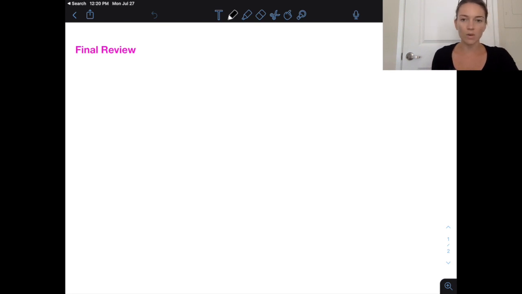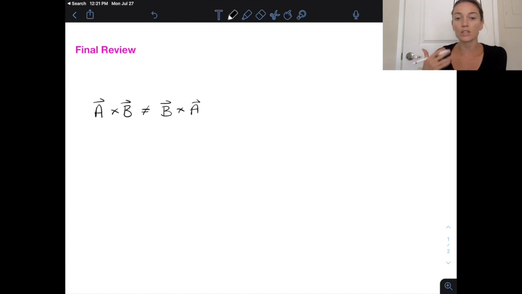The first thing I want to go over is Lorentz Force Law and the right-hand rule with the Lorentz Force Law a little bit more carefully. So the first thing to remember is that the cross product is not commutative. That means that A cross B is not the same as B cross A. So you have to be very careful when you're doing the order of your cross product, and when you have an equation with a cross product in it, you have to be very conscious of what order the vectors appear in. So for example, when we do the Lorentz Force Law, we have QV cross B.